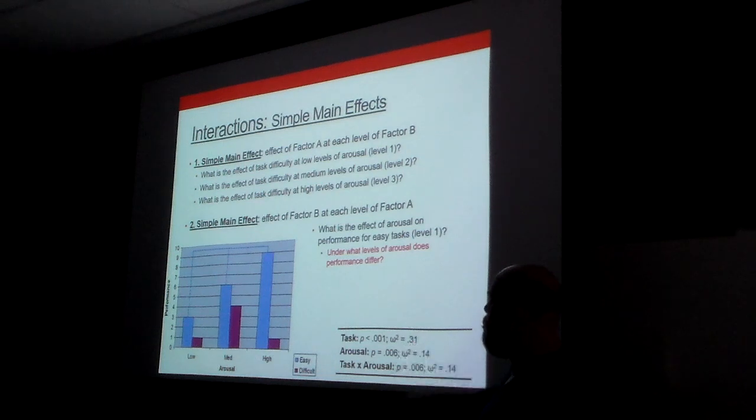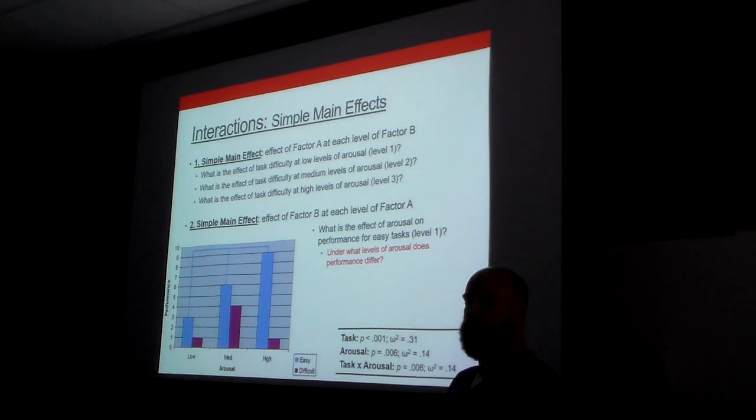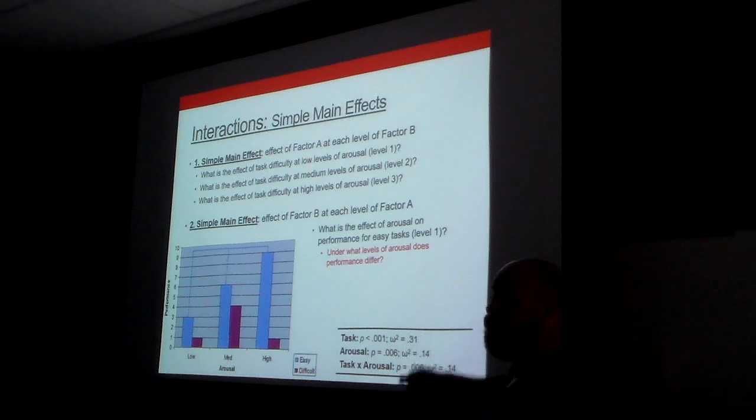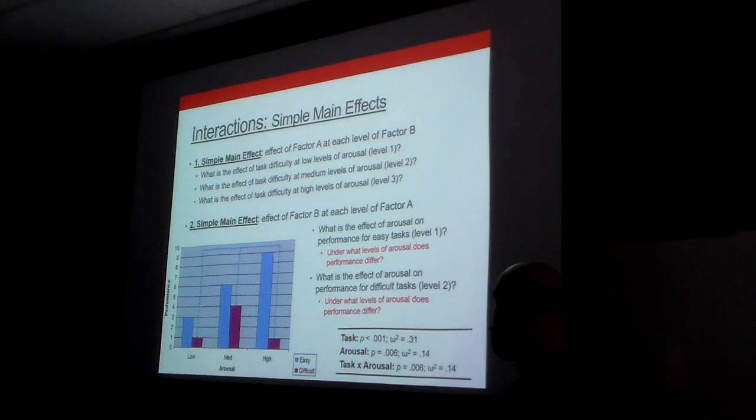So here, if I'm looking at the effect of arousal on performance for easy tasks, how many pairwise comparisons do I have here? Haley? 3, yeah. I can go low versus medium, low versus high, medium versus high. Okay. Then I can ask, what's the effect of arousal on performance for difficult tasks? If I'm looking at difficult tasks, I can look at low, high, medium, high.